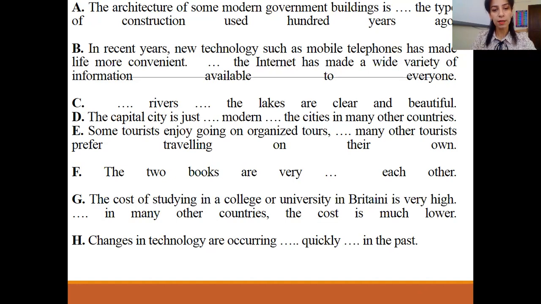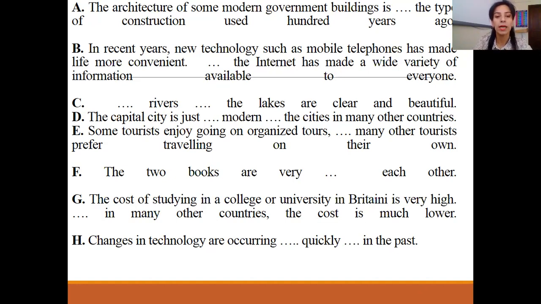The cost of studying in a college or university in Britain is very high. On the other hand, in many other countries, the cost is much lower. Or, however, in many other countries, the cost is much lower. Changes in technology are occurring more quickly than in the past.